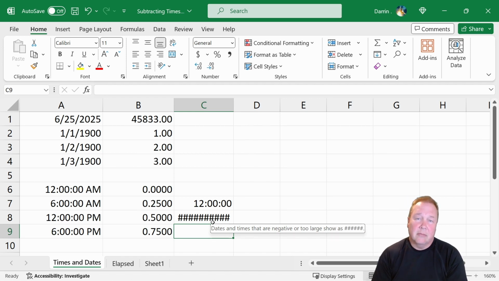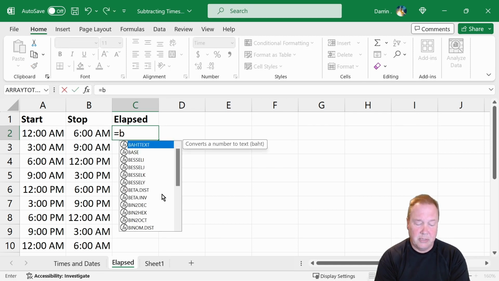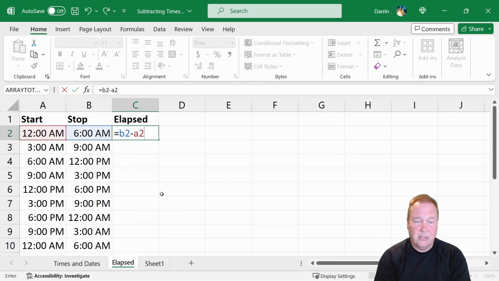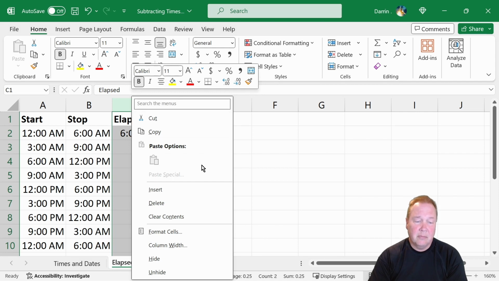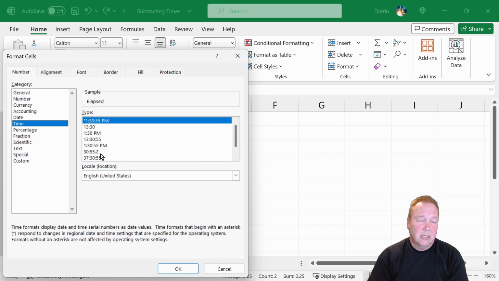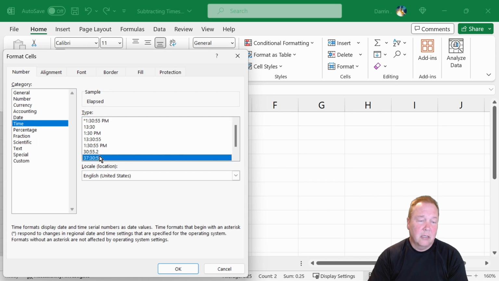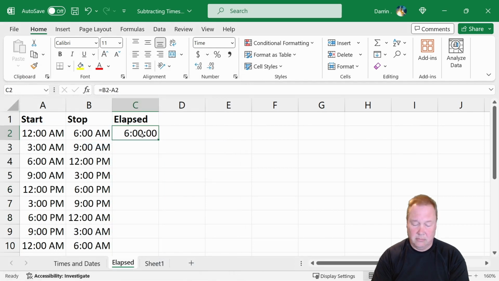So what can we do about it? Well, let's take a look. Okay, here I have a bunch of times, and I have start and stop times here. Let's put in the formula and see where we actually have problems. So this is equals B2 minus A2. And again, we'll just change this format here to elapsed time. Format cells, time, pick elapsed time down here. Okay, 6 hours. Great.